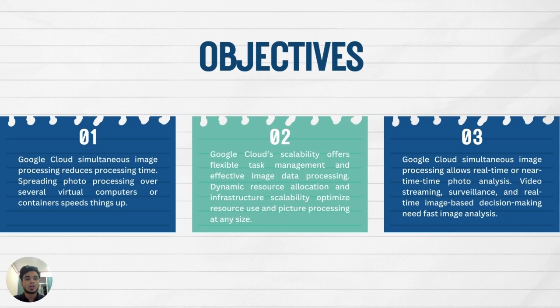The objectives of our project are, number one, Google Cloud simultaneous image processing reduces processing time. Spreading photo processing over several virtual computers or containers speeds things up. Our second objective is Google Cloud scalability offers flexible task management and effective image data processing, dynamic resource allocation, and infrastructure scalability, optimizing resource use and picture processing at any size. Lastly, Google Cloud simultaneously processes images, allowing real-time or near real-time photo analysis. Video streaming, surveillance, and real-time image-based decision-making need fast image analysis.